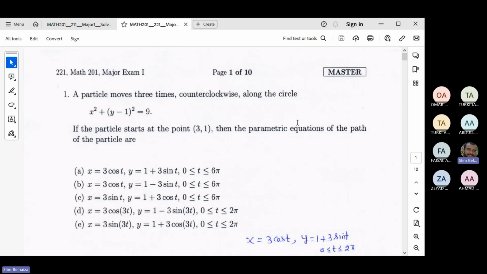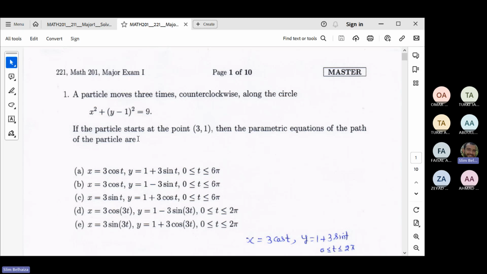Then the parametric equations of the path of the particle are. So they were looking for what? A conversion from rectangular to parametric equations. So what is the idea? For those who understood this section very well, it's very trivial, because x is anyways r cosine theta or r cosine t, because I'm centered at the origin with respect to x.